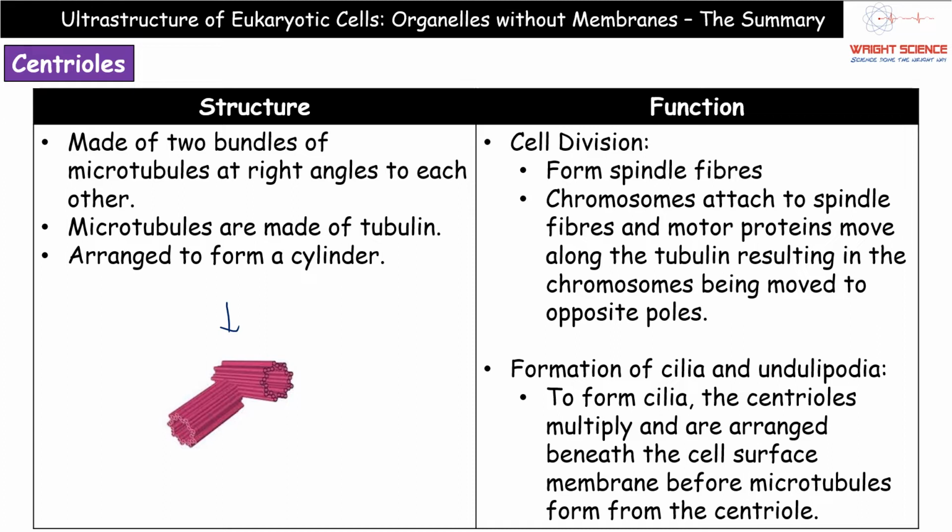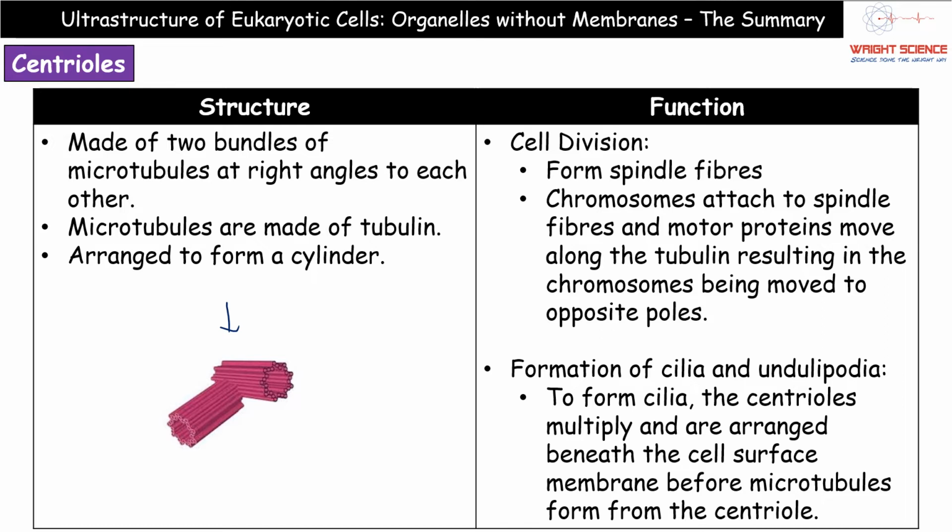So once the chromosomes have attached to those spindle fibres, then we've got these little motor proteins that literally move along those tubulin fibres and therefore move the chromosomes to the opposite poles as they do so. So it's kind of like using those tubulin fibres, those spindle fibres, as pretty much like a track, and the little motor proteins are the ones that are then just going to move along the track, taking the chromosomes with it. Second option of what we're using them for is forming our cilia and the undulipodia.